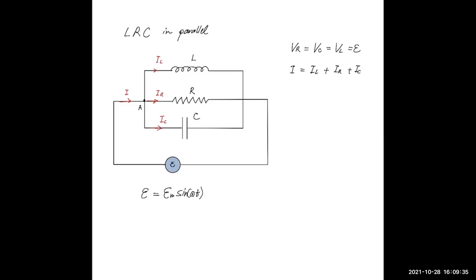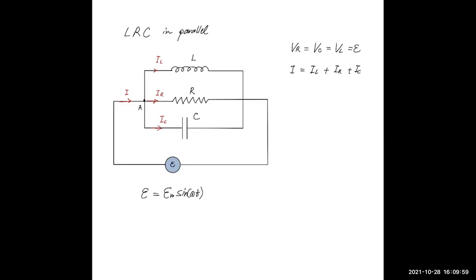So I have to draw a phasor diagram for the voltage additions, VR plus VC plus VL equal to the total voltage epsilon. This time, they all share the same EMF. Each element is exposed to the same EMF epsilon, but the currents add up. Right? This current I running into point A is split three ways into IL, IR, and IC.